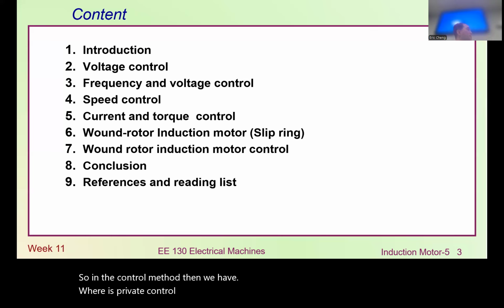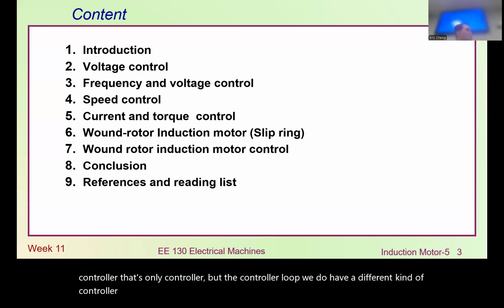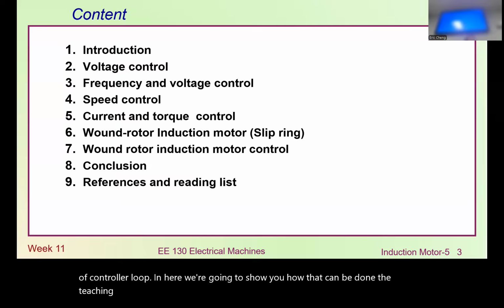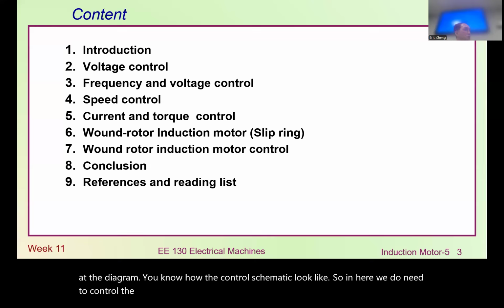So in the control method, we have a variety of control methods. Now you all know about the PI controller, PID controller. That's only the controller. But for the controller loop, we do have different kinds of controller loops. In here, we're going to show you how that can be done. For the teaching here, you don't really need to understand the control theory. You just look at the diagram, you know how the control schematic looks like. So in here, we do need to control the current. We also need to control the torque. We're going to show you the correlation between them.